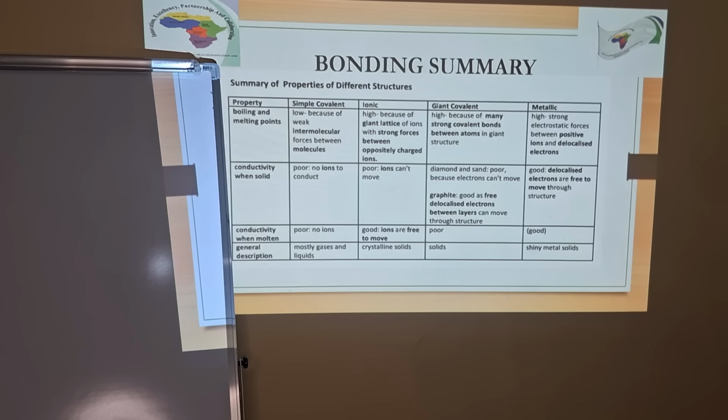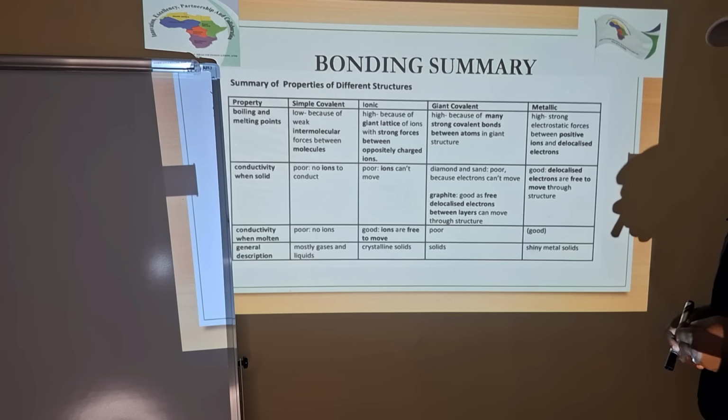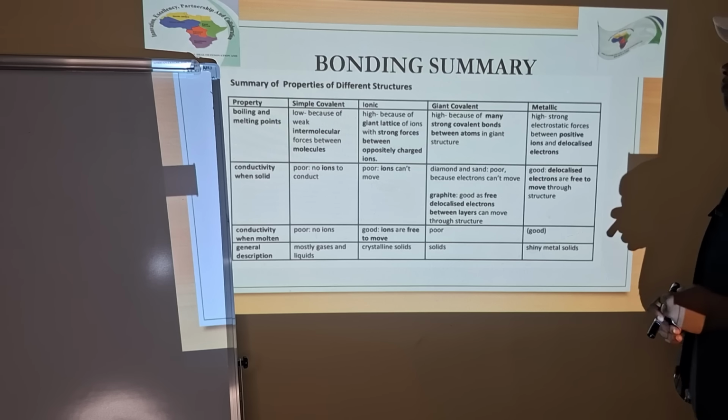We now move on to the bonding summary, by looking at their properties. We are going to look at the boiling and melting points, conductivity when solid, conductivity when molten, as well as the general description. So for simple covalent, the boiling and melting points are low because of weak intermolecular forces between the molecules.